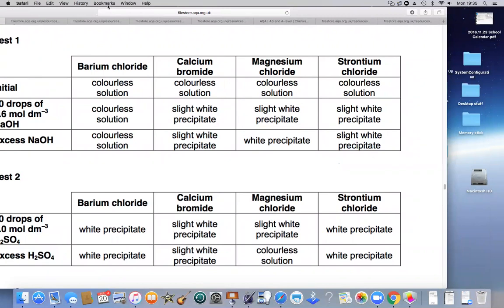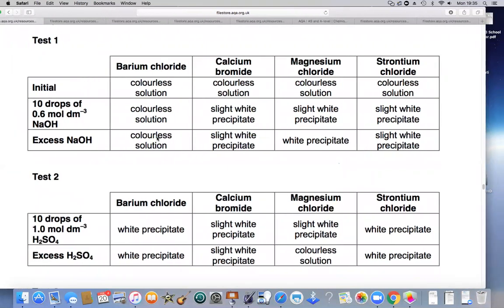So if we use it in conjunction with the sulfate, barium chloride will produce a really obvious white precipitate. Magnesium chloride, no precipitate at all. And often with the sulfate, you do see a difference between strontium and calcium. Strontium will produce a reasonably good precipitate. Sometimes strontium is hard to distinguish from barium. But between both of those tests, hopefully you'll be able to distinguish which one's which.